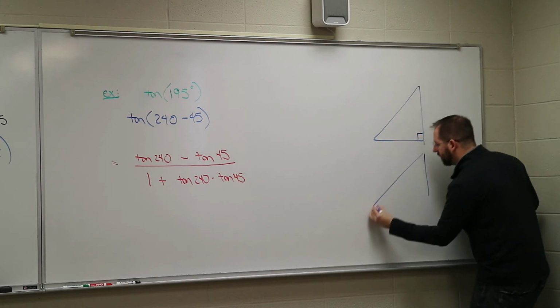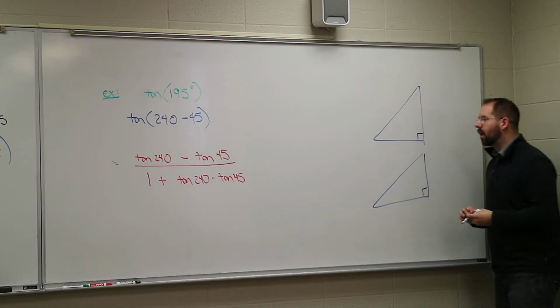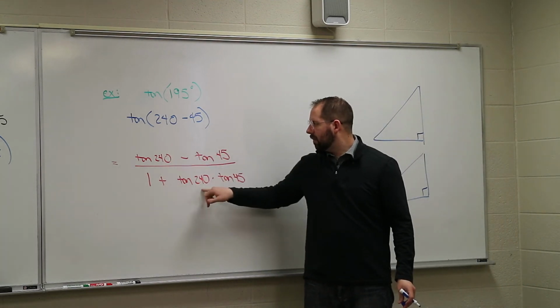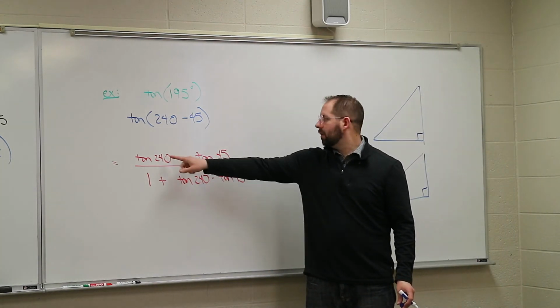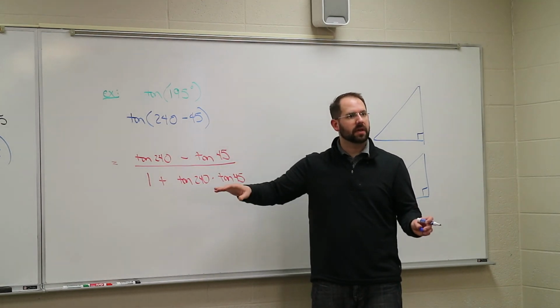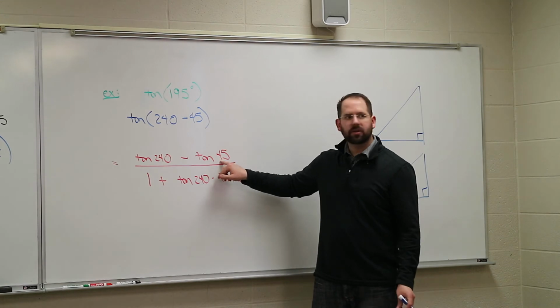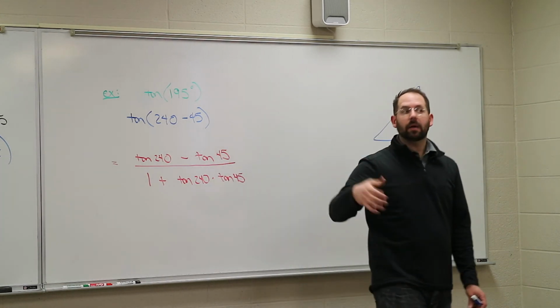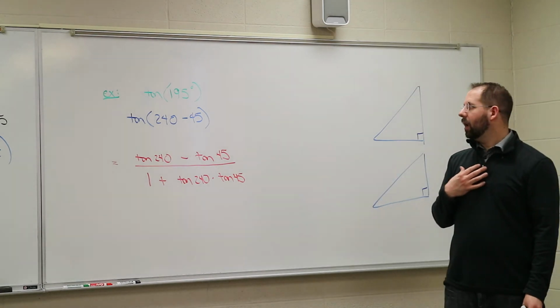Now the beauty of this is, what quadrant is our 240 in? The third. Tangent's positive in the third. So that's perfect. We don't have to worry about negative signs at all. And then the tangent of 45 is in the first, all positive, so that's positive too.